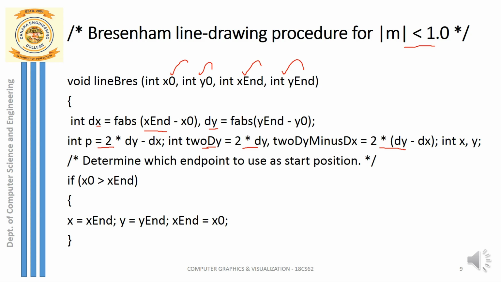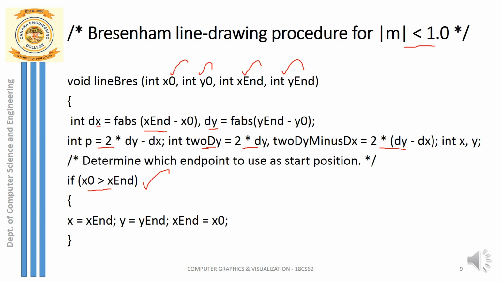So these are the things which you can pre-calculate and keep ready. Now you can start with the one position, that is x0, y0, and check first, before you start, whether your x0 is greater than x end. That means from which point you should start plotting: from the leftmost end point towards the rightmost end point, or from the rightmost point towards the leftmost point. This decision you can make on your own, so you check the condition that if x0 is greater than x end.